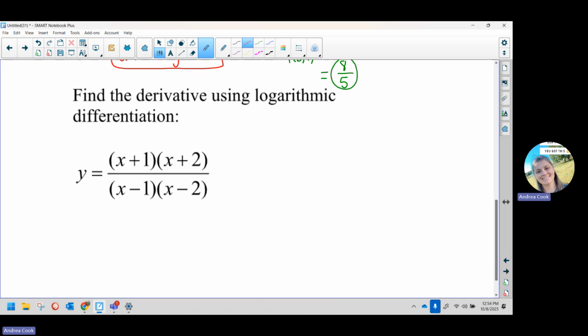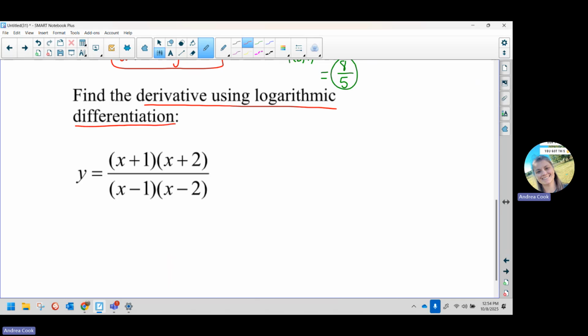Okay, this last example is super long. It involves a lot of algebra. There is more than one way to find the derivative. I could find the derivative using the quotient rule, but within the quotient rule I'm going to have the product rule, which is going to be pretty ugly, right? So sometimes we find derivatives using logarithmic differentiation.